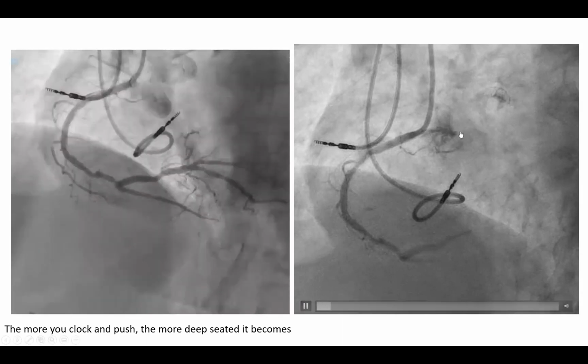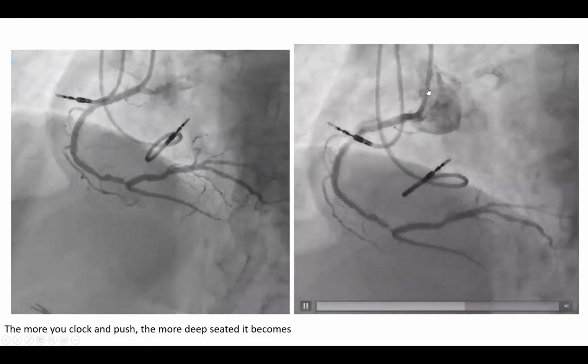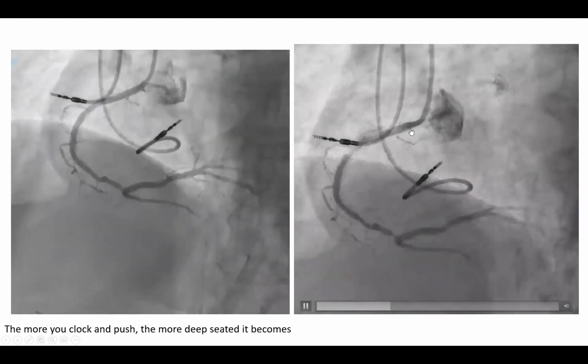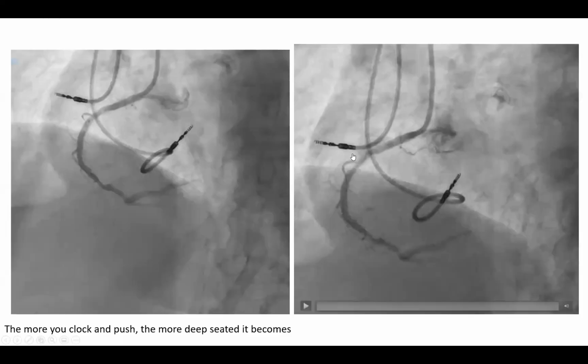This is in the same patient, Ikari right 1. This was Ikari right 1.5 deep-seated. This is Ikari right 1, not deep-seated, much less aggressive. You can control those catheters. Again, if you don't clock them too much, you won't get too deep. If you don't pull them, you don't get too deep. So you can control it.